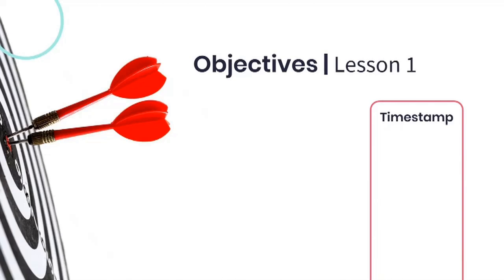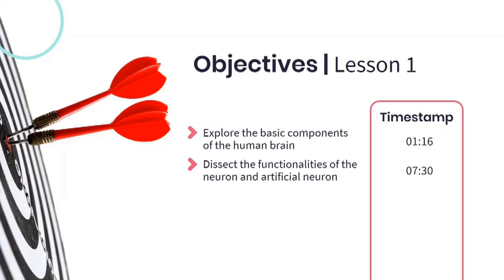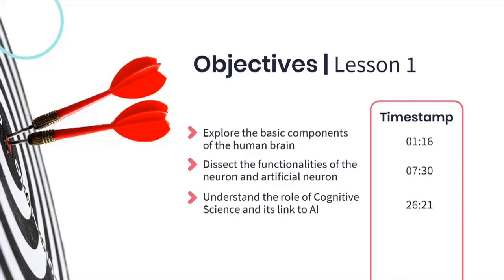You will notice that there is a timestamp alongside each topic. That's for you to easily navigate to the specific section of the lesson. In this lesson, we will be covering some key concepts of neuroscience and touch on neural networks. We will help you to explore the basic components of the human brain, dissecting the functionalities of the neuron, and then the artificial neuron. For those that don't know, a neuron is a fundamental unit of the brain and nervous system. We will also delve into the learning methods associated with artificial intelligence.